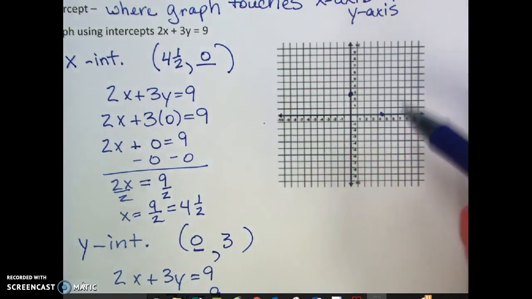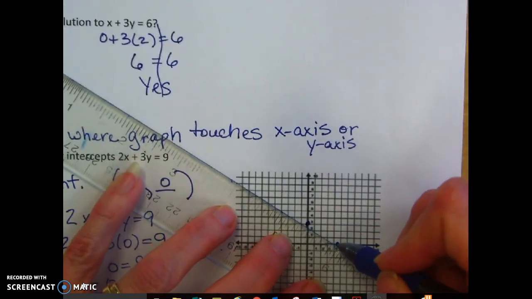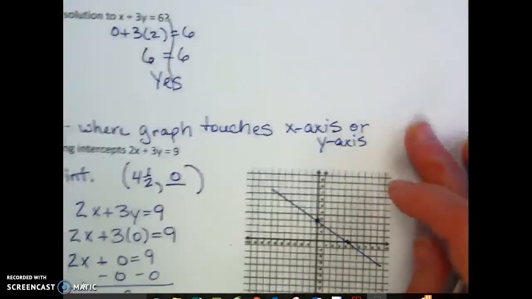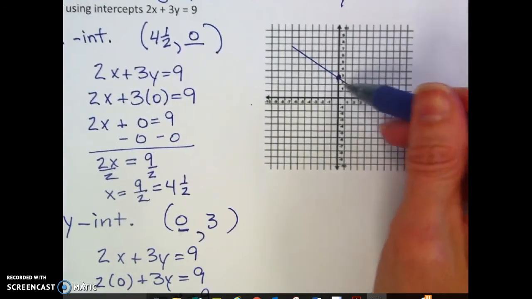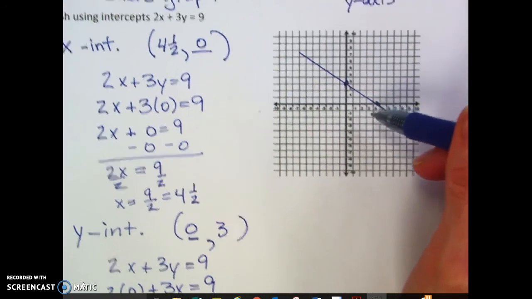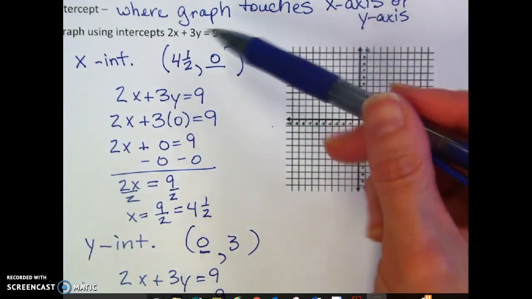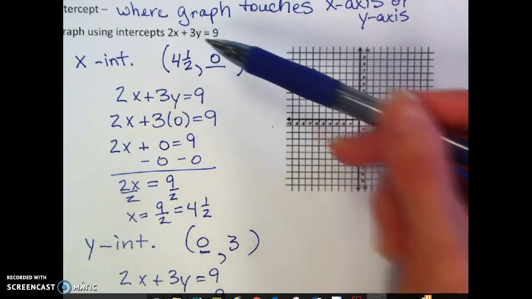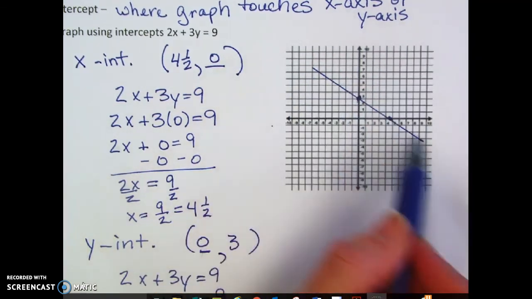Well, if we know the line's going through this point, and we know the line's going through this point, then we know where the line is. There's our line. If I were to pick another coordinate off of here, would it work in this equation? Absolutely, yes, it should. If I were to find another coordinate that works in this equation, where would it be on the graph? On this line, right along this line somewhere.